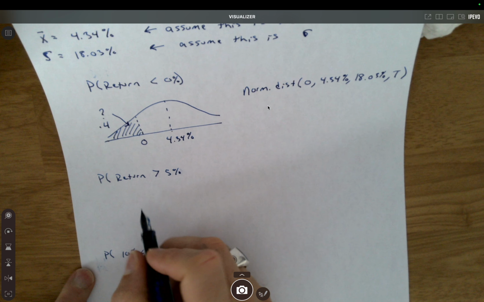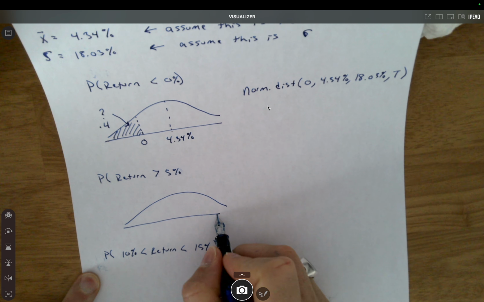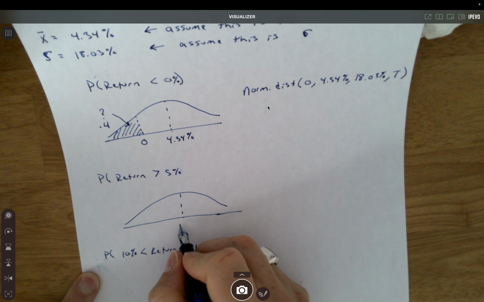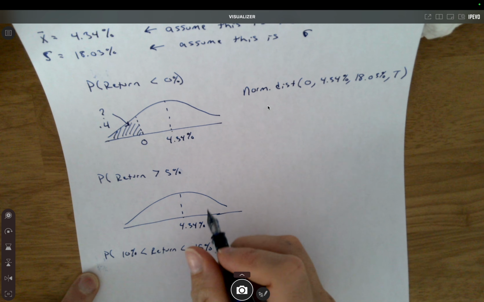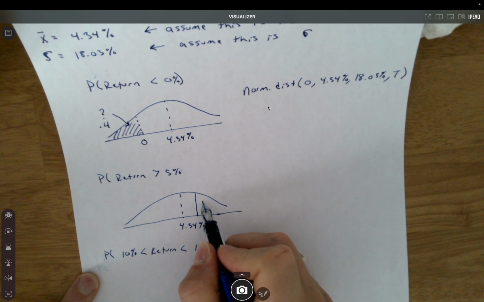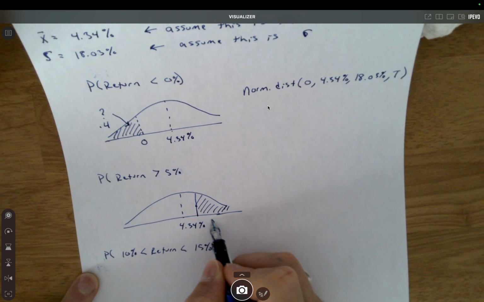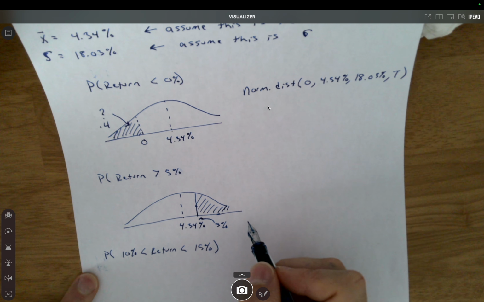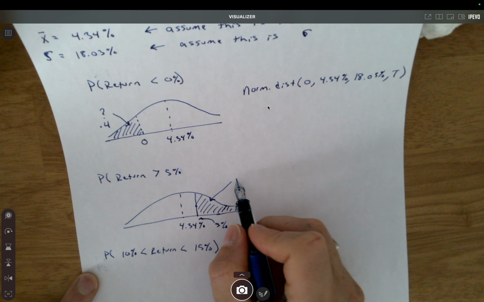So if we want to do the probability that the return is greater than 5%, do the same thing. Sketch the distribution, put the mean, 4.34. 5% is greater than this, so we know we're going to be over here somewhere. And we want the area to the right of that. So that line right there is at 5%. So we know we want the area to the right. So that's the area that we're looking for.